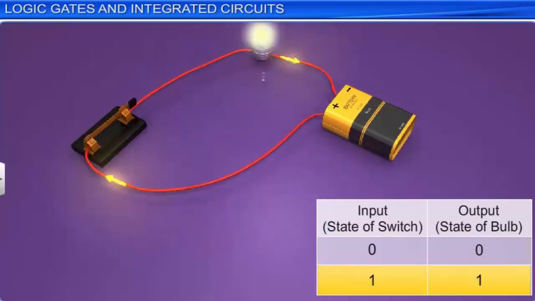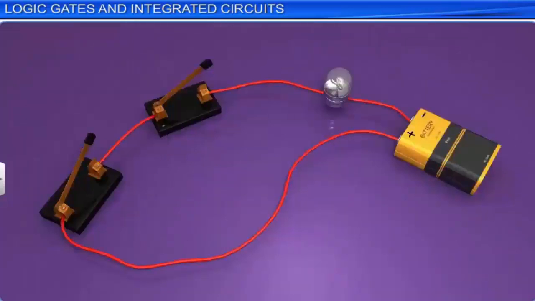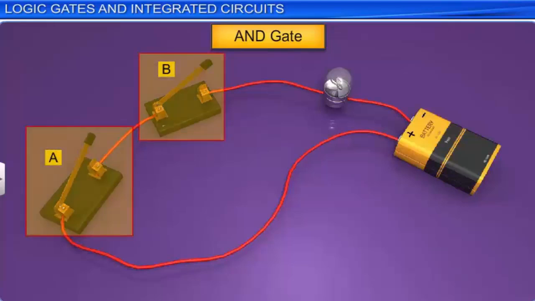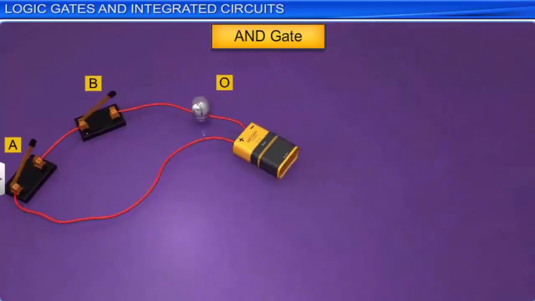Now here is a circuit representing an AND gate. An AND gate has 2 or more inputs. The two switches A and B represent 2 inputs and the bulb O represents the output of the logic gate. Let us list all the possible input and output combinations of an AND gate in a table.